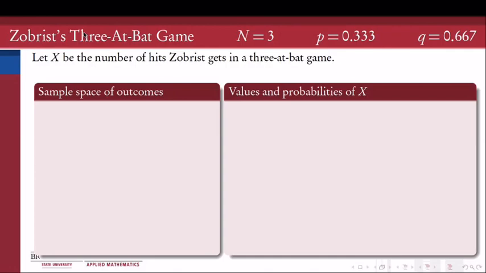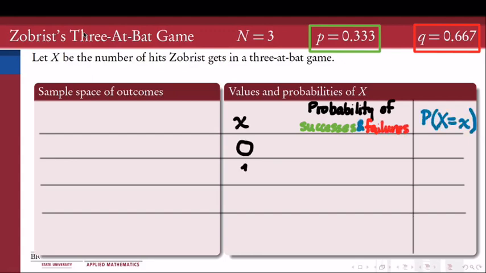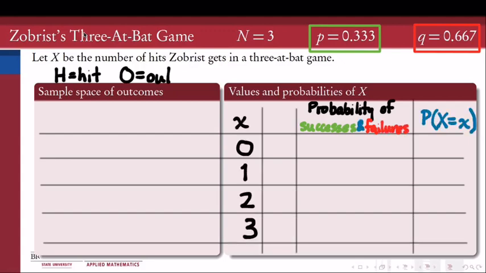If he has 3 at-bats in the next game, we'd like to know what his probability distribution is for how many hits he's going to get in those 3 at-bats. Now we figure this out by taking the probabilities respectively of success and failure, .333, and 1 minus .333, which is .667, and then determining what outcomes correspond to those different eventualities.